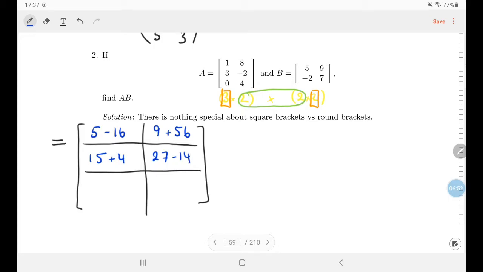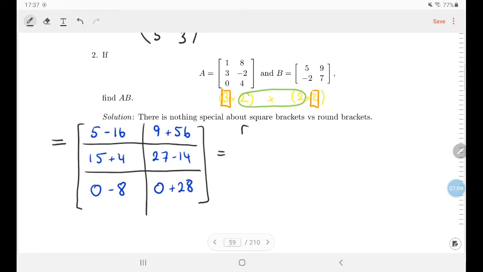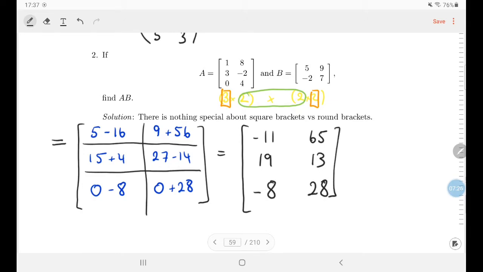Down the bottom, row 3, column 1, 0 by 5 is 0, plus 4 by minus 2 is minus 8. And the other one that's left is row 3, column 2, 0 by 9 is 0, plus 4 by 7 is 28. And then we'll tidy this up. 5 minus 16, I suppose, is minus 11. 9 plus 56 is 65. Now, I might make small arithmetic errors here, and you can comment on them if you want. You can send me an email, is what I'm saying. There we go. Done. Multiplication. Next page.